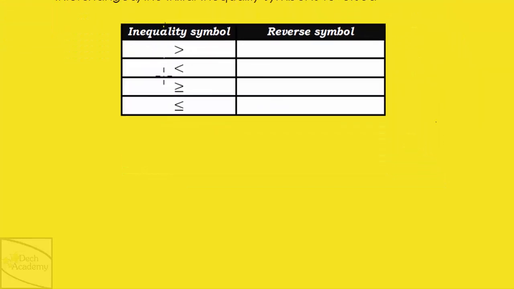Before we go into examples of applying this rule, which may not fully make sense now, but will shortly, let's look at the reverse symbols for these four inequalities. For the greater than symbol, the reverse symbol is the less than symbol. It's kind of like saying the opposite. Opposite of greater than is less than. The opposite of less than is greater than. The reverse symbol for greater than or equal to is less than or equal to. And the reverse symbol for less than or equal to is greater than or equal to. You can easily remember them by thinking of the opposite.